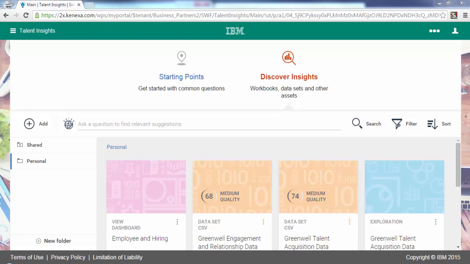I'm Jasmine, Director of HR for Greenwell Financial. I'm responsible for overseeing hiring and retaining the best employees for our organization. I'm using IBM's Talent Insights to monitor and explore my key hiring and business metrics. Talent Insights is powered by Watson Analytics and uses natural language and guided data discovery to help HR professionals understand unique characteristics of their workforce.